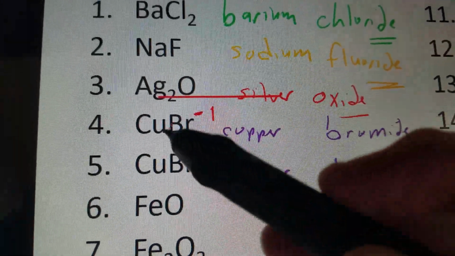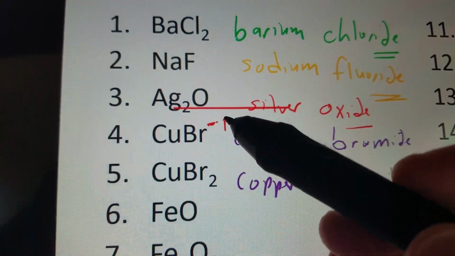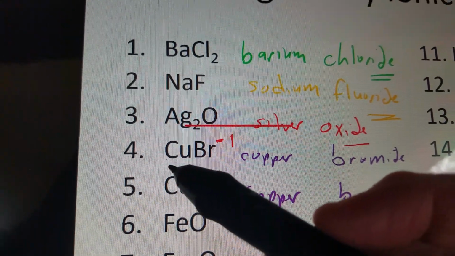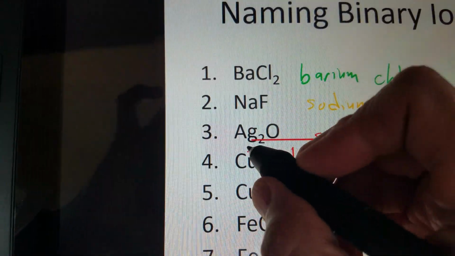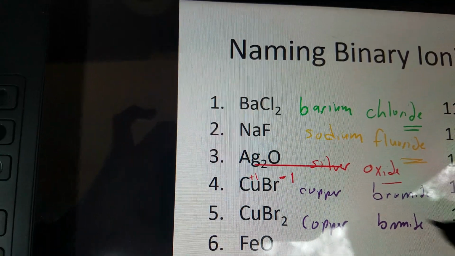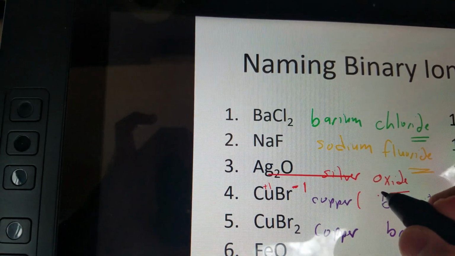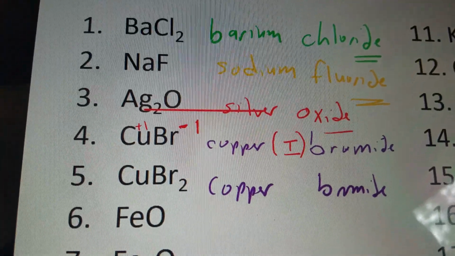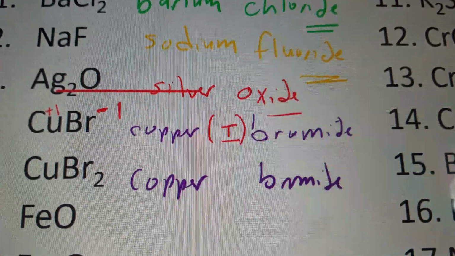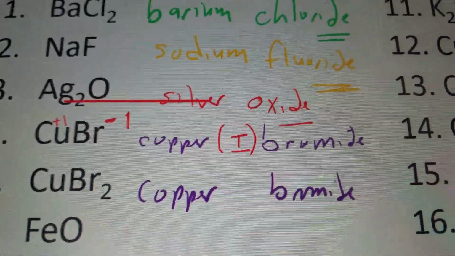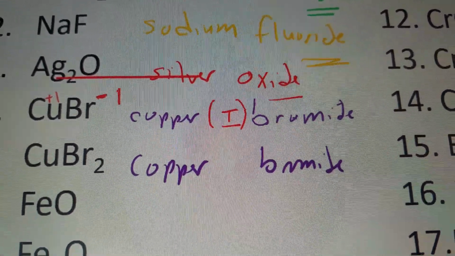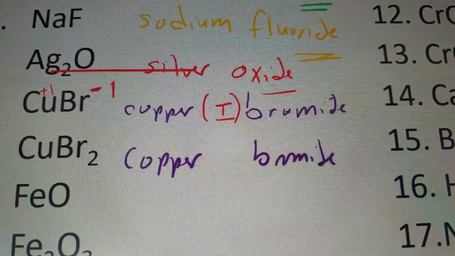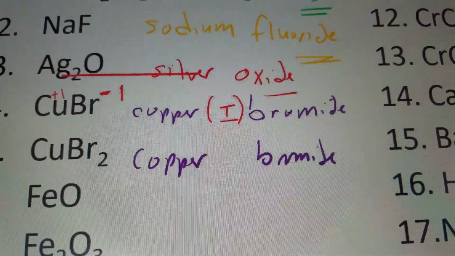If this half of the compound has a -1 charge, then we know that this half, where the copper is, has to have a +1 charge. So that tells me that the copper is a +1 charge. Therefore, I'm going to put a Roman numeral 1 between the copper and the bromine to indicate that this is the appropriate name for this particular compound. So it's copper 1 bromide, is how you'd say that one.